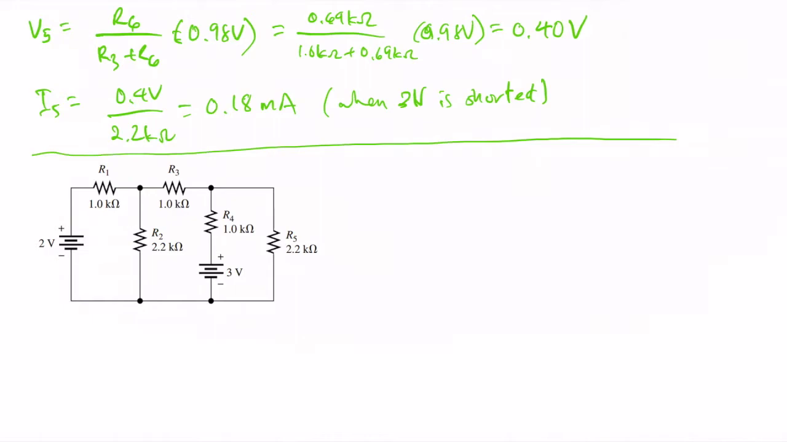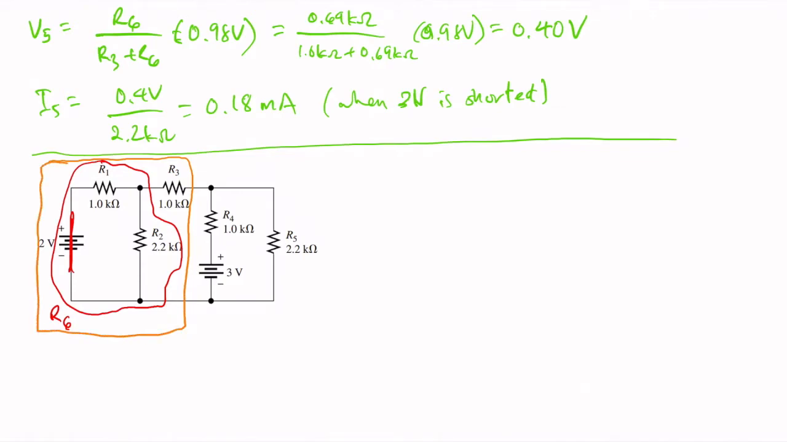Now to solve for the current when the 2 volt source is shorted, we see in this case that R1 is parallel to R2, and that's going to be our R6. Then we see that R6 is in series with R3, and that will be our R7. Next, R7 is in parallel with R4. And now we come to a point where we figure out what is the correct circuit here.